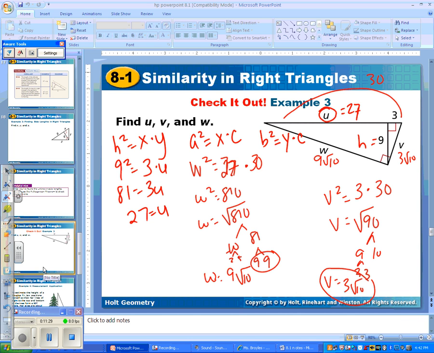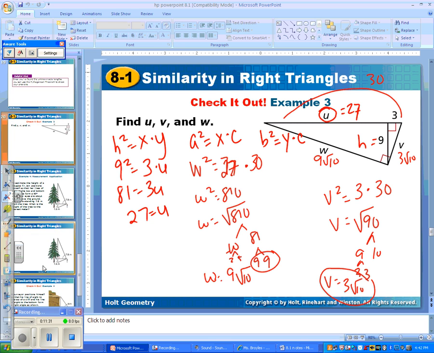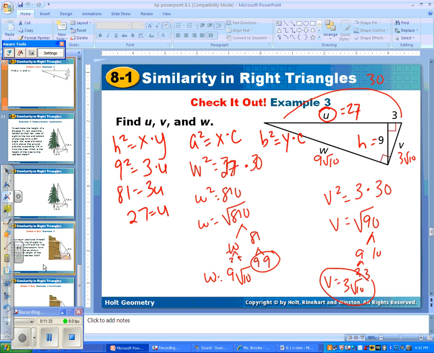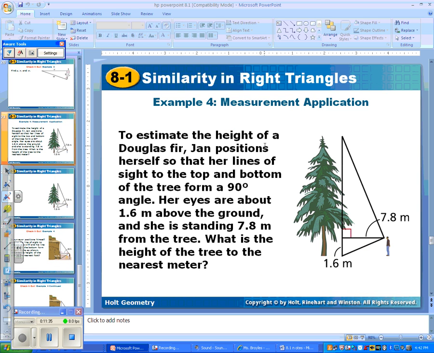Okay, why do we want to use this stuff? What is the purpose of all of this? Well, of course, there is some way for us to use it in real life. For instance, if you wanted to estimate the height of a Douglas fir, again, this is a dangerous situation. It's just like measuring the width of a volcano, right? I would not want you to go up and actually measure the height of a Douglas fir.